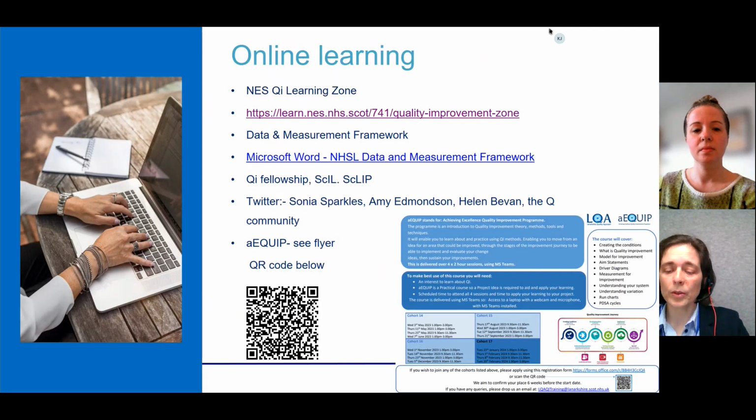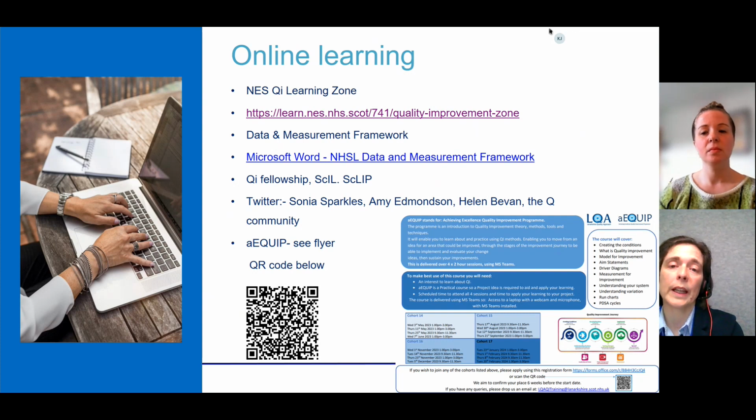Online, there's lots of information now available on the NESS QI Learning Zone, so I would say have a go and look at that. There are short bite-sized videos of 2 or 3 minutes about each part of the quality improvement journey. There's also a data and measurement framework in NHS Lanarkshire, and that will be available on Firstport.